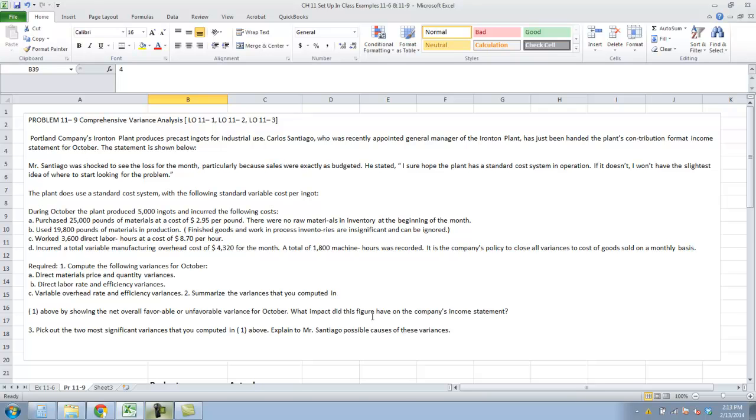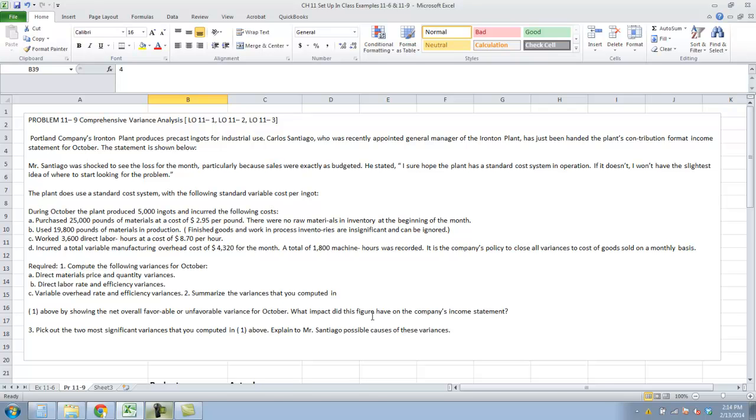The plant does have a standard cost system, which has the following standard variable costs per ingot. During October, the plant produced 5,000 ingots and incurred the following costs. They purchased 25,000 pounds of raw material at $2.95 a pound. There was no raw material beginning inventory. They used 19,800 pounds in production. Finished goods and work in progress were insignificant and can be ignored. They worked 3,600 direct labor hours at a cost of $8.70 an hour.